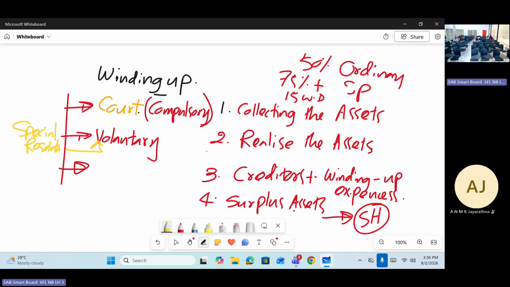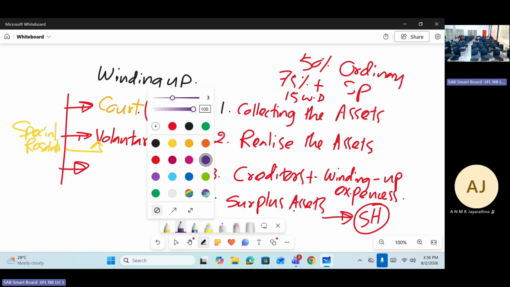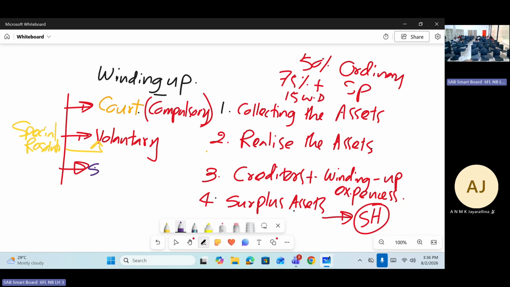Right. So that is voluntary winding up. And the third mode is actually a subcategory of voluntary winding up. We name it as winding up subject to supervision of the court.